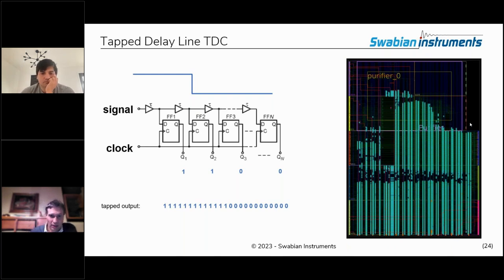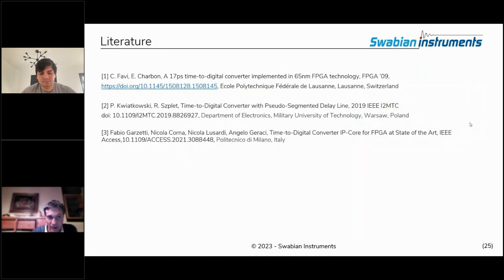And in the next slide, apart from the thing I've mentioned, that the delay line really has to be continuous, I would like to highlight some of the challenges that you will come across. Before that, I would like to point out that this is not new. FPGA-based TDCs have been made since, I think, even before 2000, and these are just a few papers. One is by Claudio Favi from EPFL in Lausanne from 2009, which is really a reference where he already at that time made a 17 picosecond RMS TDC.